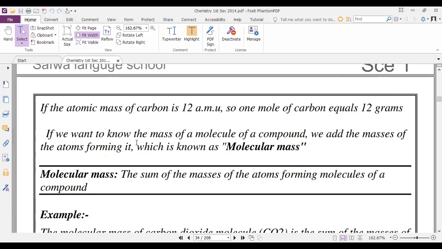If we want to know the mass of a molecule, okay, pay attention here. If you want to know the mass of a molecule of a compound, not an element, we add the masses of the atoms forming it, which is called molecular mass. So what's meant by molecular mass?